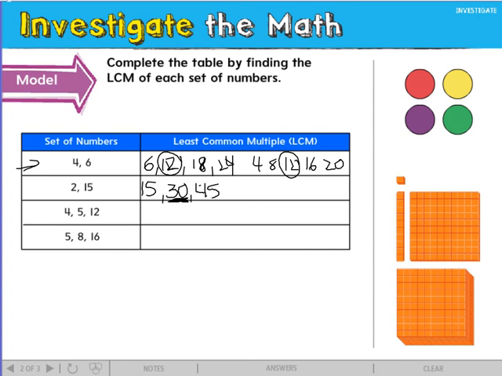So now, just to make sure, 4, 6, 8, 10, 12, 14, 16, 18, 20. Well, there's nothing else before 30. I know that 30 is there. And if I keep going, 22, 24, 26, 28, 30. There's 30. My least common multiple is 30.